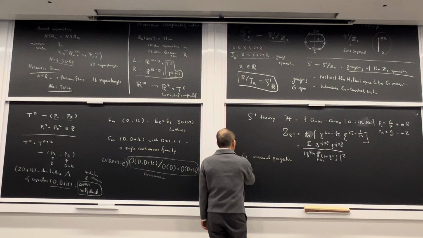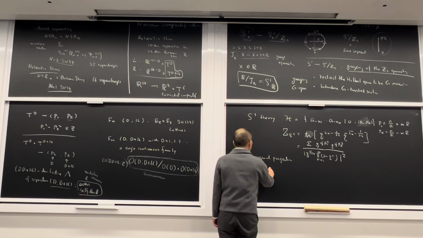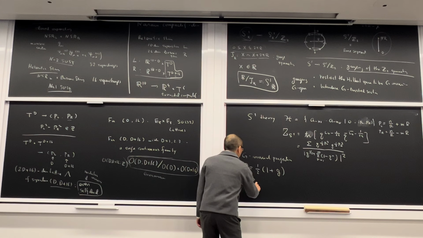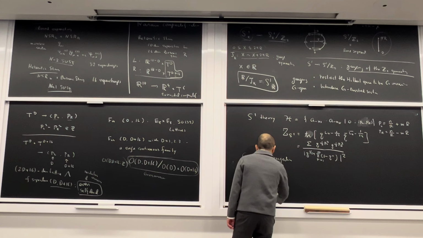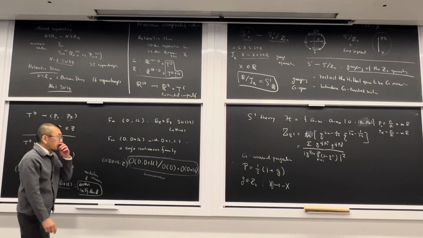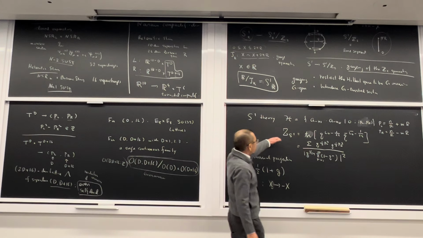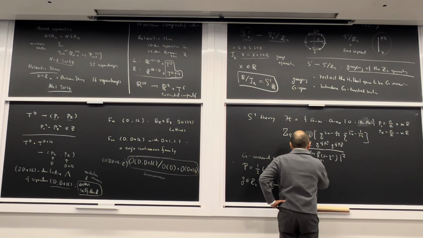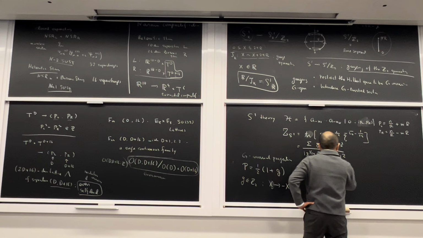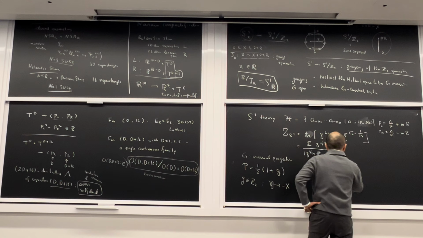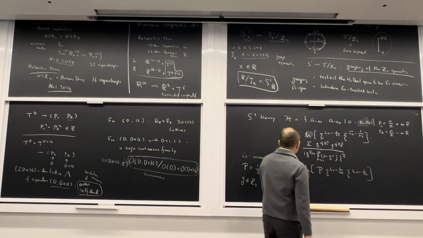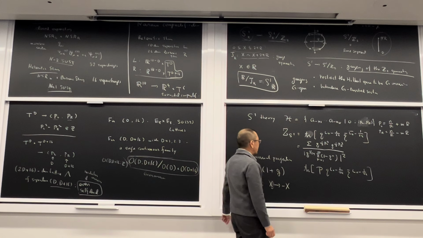So I introduce a projection operator which enforces the G invariance, where G is a non-trivial element of Z2, which flips X to minus X. Restricting Hilbert space to be G invariant just means that you insert this projection operator into the trace. So you have 1/2 times 1 plus G.